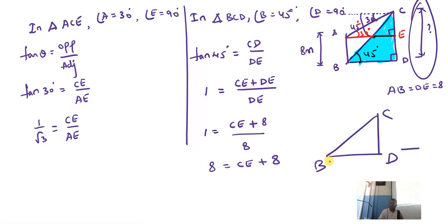BCD. What is my opposite? CD. What is my adjacent? BD. But what I wrote here is DE. You all are telling it is right. It is not DE, it is BD. Yes, sir.